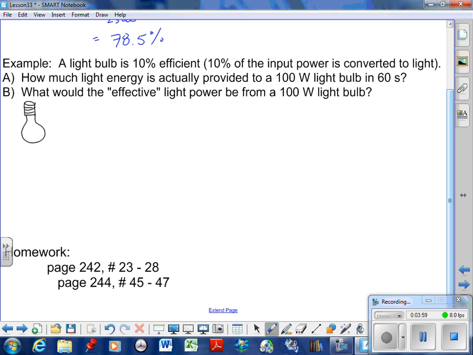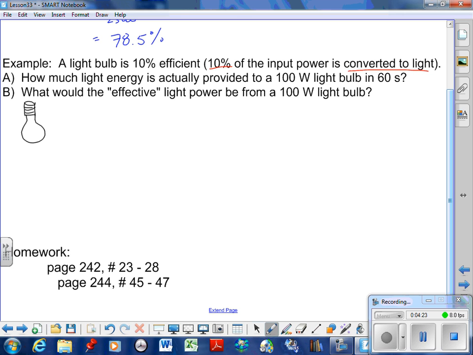10% efficient. What does that mean? It means that 10% of the input power is converted to light. And remember, that's the desirable effect of a light bulb. I don't put a light bulb in my room to warm me up. I don't want it for sound. I want it for light. So 10% of what you put into that light bulb is useful energy.